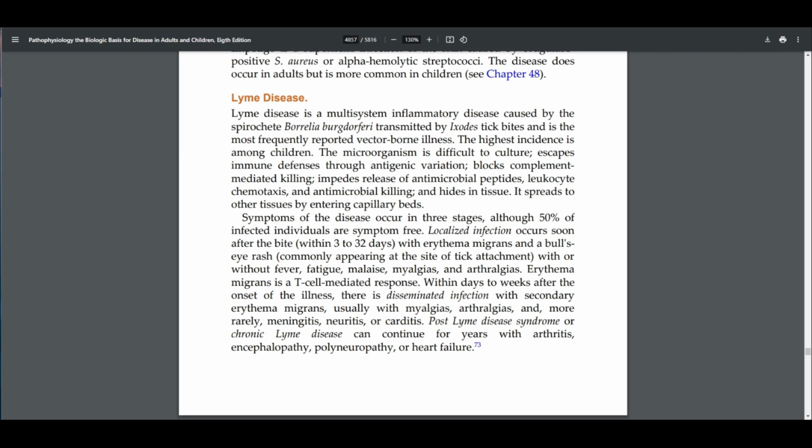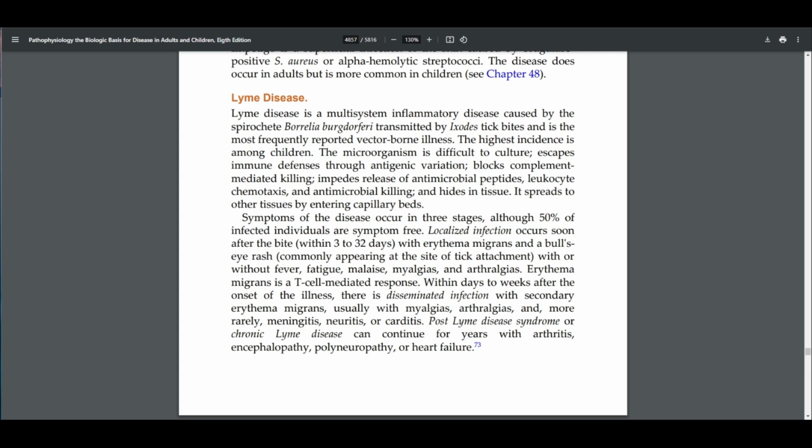Symptoms of the disease occur in 3 stages, although 50% of the infected individuals are symptom-free. Localized infections occur soon after the bite, within 3 to 32 days, with erythema migrans and the bullseye rash, commonly appearing at the site of the tick attachment, with or without fever, fatigue, malaise, myalgia, and arthralgias. Erythema migrans is a T cell mediated response.